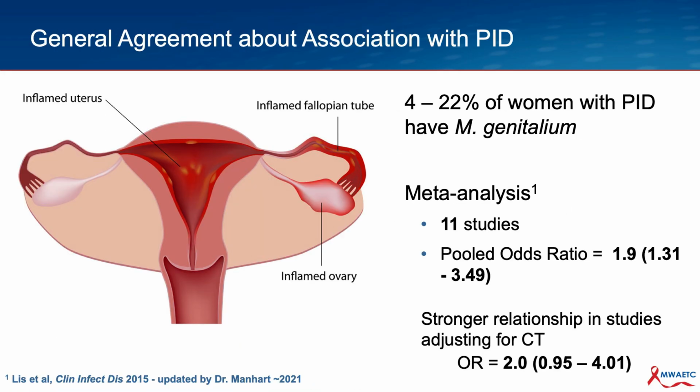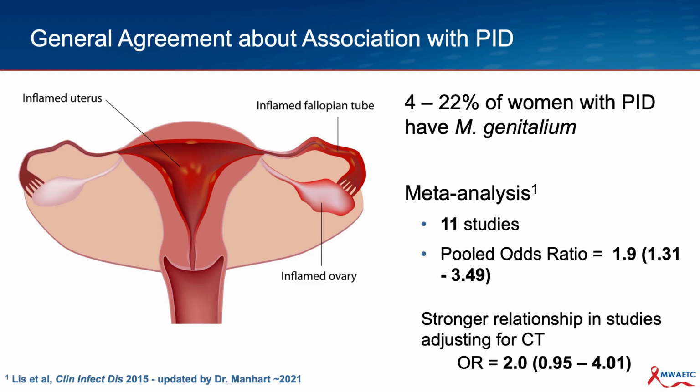There's also general agreement about the association with pelvic inflammatory disease. There was a more recent meta-analysis that I'll touch on briefly that corroborated this data, showing a strong relationship between M. genitalium and pelvic inflammatory disease. So 4 to 22% of women with PID will have M. genitalium, and your odds of having M. genitalium are around 3.5 if you present with PID.